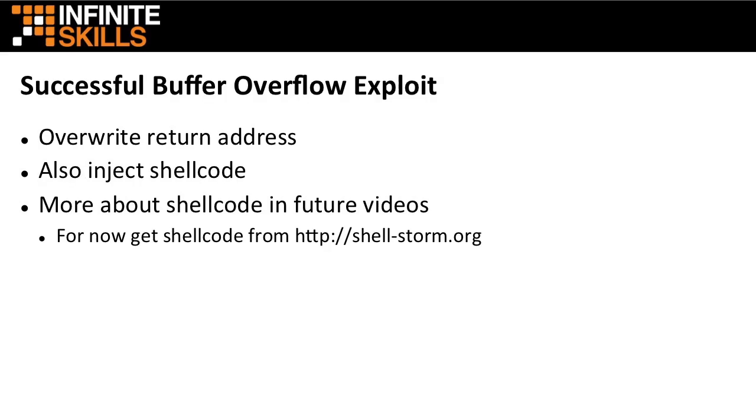Let's talk about a successful buffer overflow exploit. What does that look like? What you have to do is overwrite the return address for a function and also inject some shellcode. Shellcode is some nice malicious code that you might have developed or gotten from somebody else. So shellcode is machine code that is easily executed for some purpose. And what you want to do in many cases is to copy this shellcode into your overflowed area and then just run it.